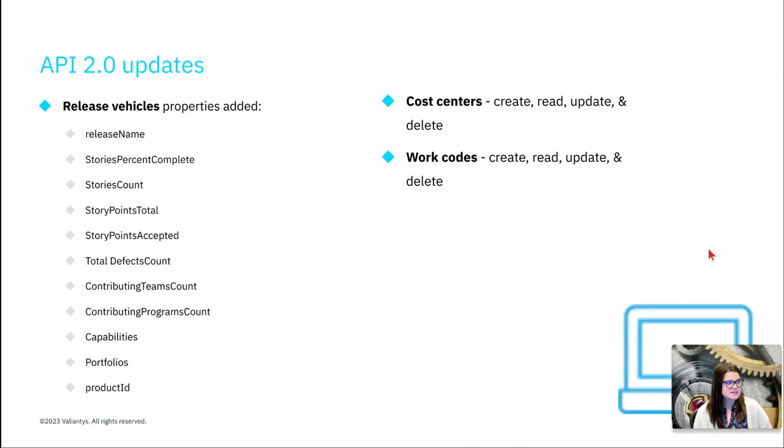Jumping back to the slides for some final updates, we see Atlassian continue to make improvements to the API 2.0. With this release, we see the addition of several properties for our release vehicles item. You can see those listed on the slide here. And we also see some added endpoints for cost centers and work codes. We can now create, read, update, and delete both of these items from the API.